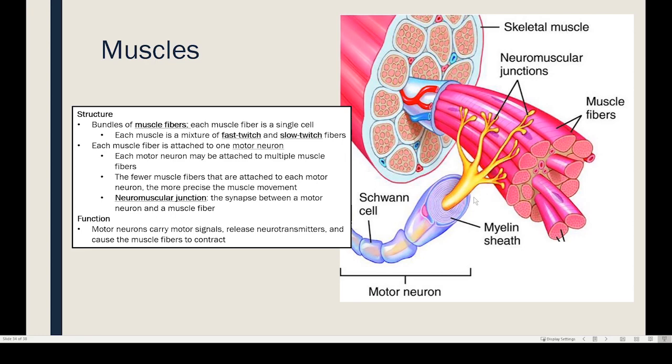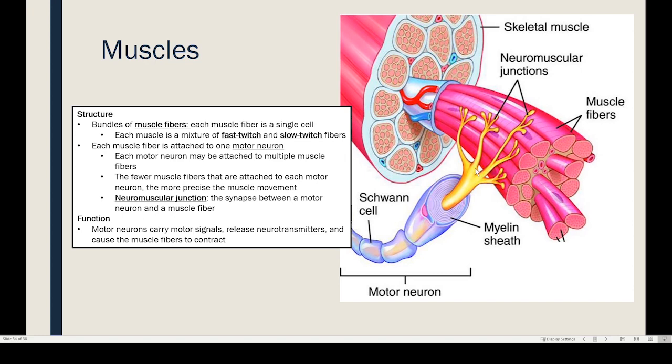So whenever this motor neuron fires, what it's basically doing is it sends this motor signal to these muscle fibers, and it'll cause these muscle fibers to contract. So if all of the muscle fibers in this muscle receive a signal to contract, that whole muscle will be contracting and causing whatever movement to happen that related to whatever that muscle is attached to.